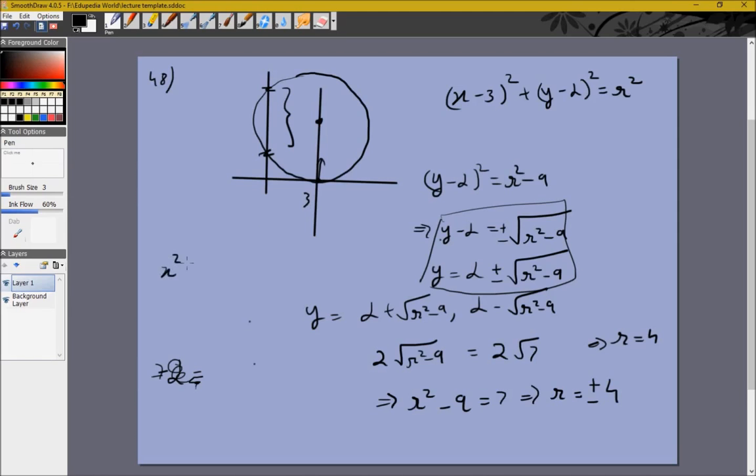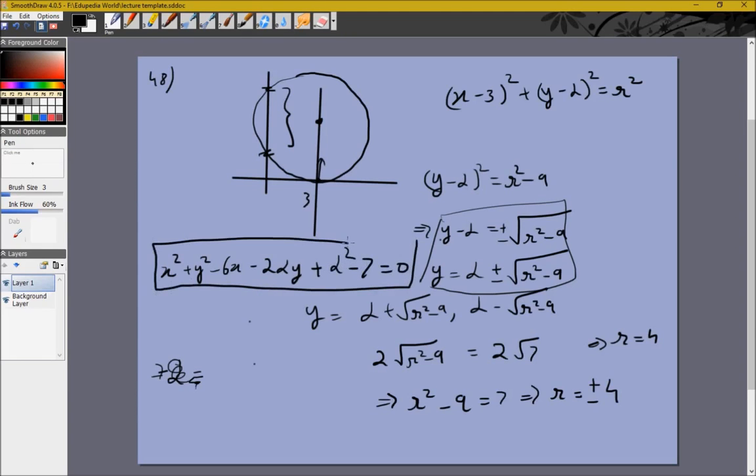This becomes x squared plus y squared minus 6x minus 2 alpha y plus 9 plus alpha squared minus 16, so alpha squared minus 7. This is equal to 0. So whichever options are of this form will be the answer. So it has to be minus 6x, so that is given in all the forms. Then you have plus minus 8y or plus minus 7y, right? And this is alpha squared minus 7. So let's just look at all options individually.